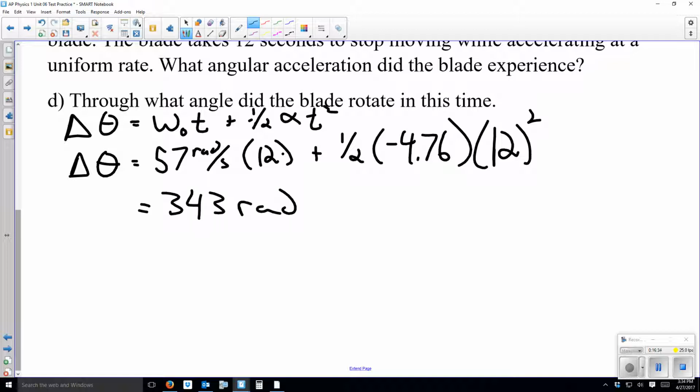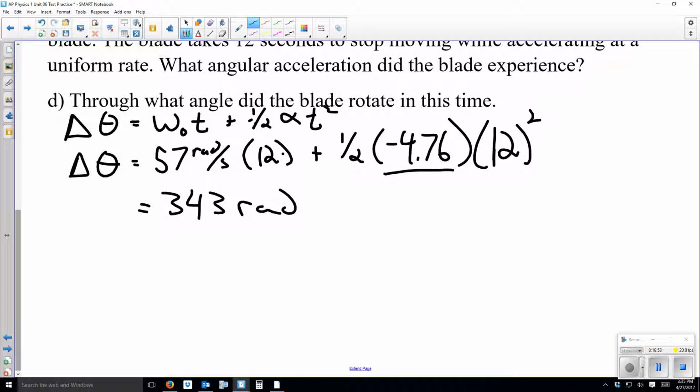If all of my units had been maybe revolutions, I had revolutions per second squared and I had revolutions per second, this answer would come out at the end in revolutions. As long as you keep all of your units the same, you're good. But make sure that the acceleration is the same unit and the velocity is the same unit, using the same measure of angle for all of them.